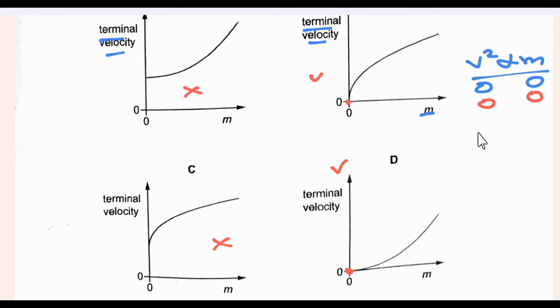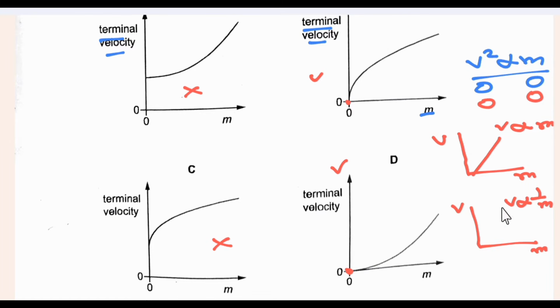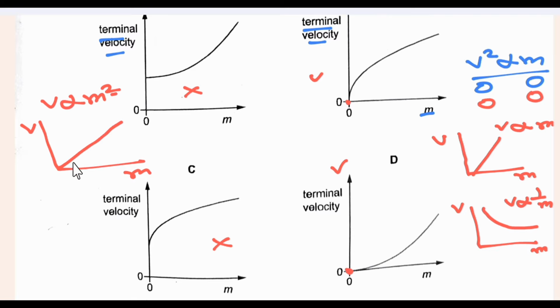Suppose v is directly proportional to m, then the graph would be a straight line. If v is inversely proportional to m, then the graph would be this shape. And if v is directly proportional to m square, then instead of being a straight line, since it is a square, the graph would slightly tilt towards the m axis.